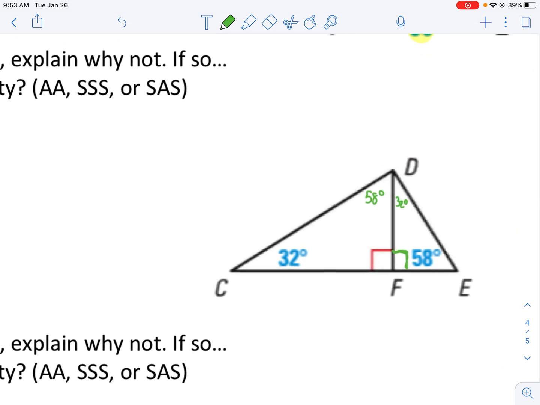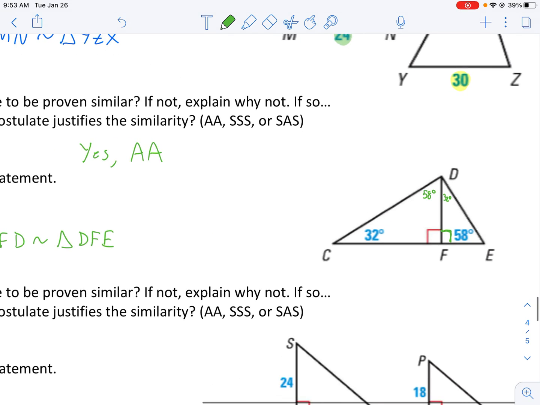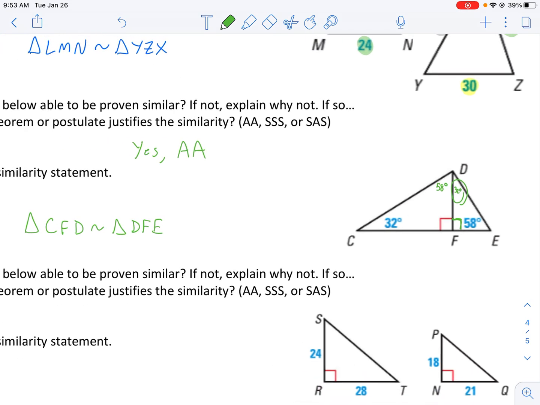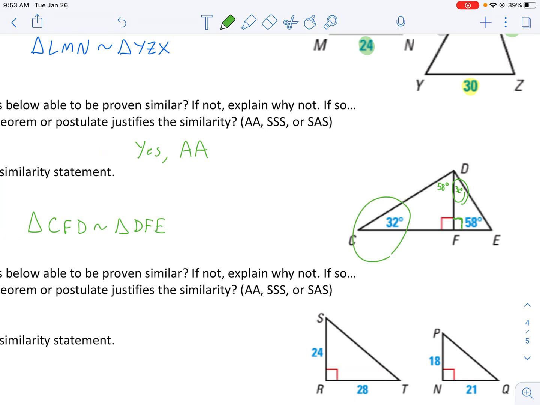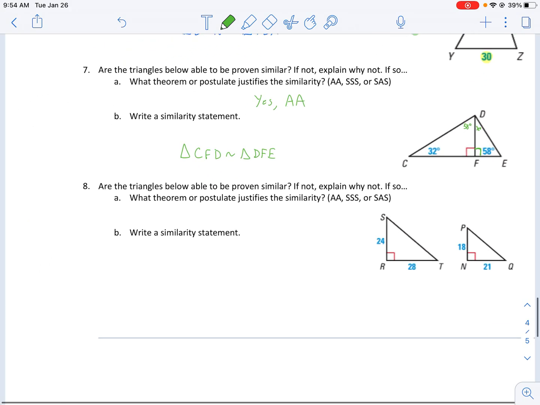Again, just make sure of the corresponding sides. Like D is the 32-degree angle, so I had to put C, the other 32-degree angle, in the same spot over here in my similarity statement.